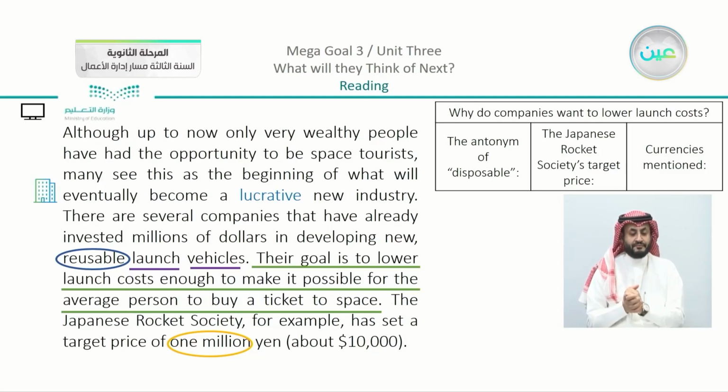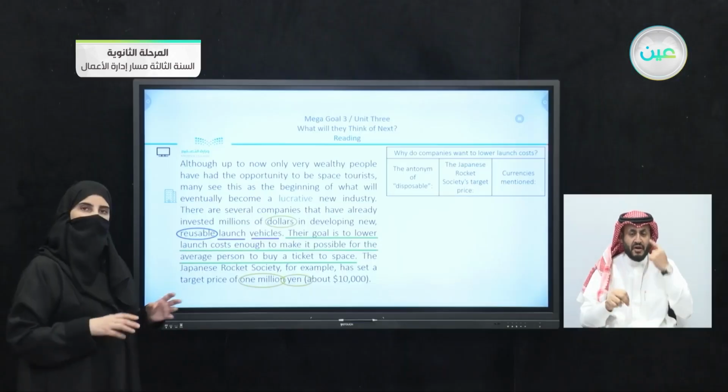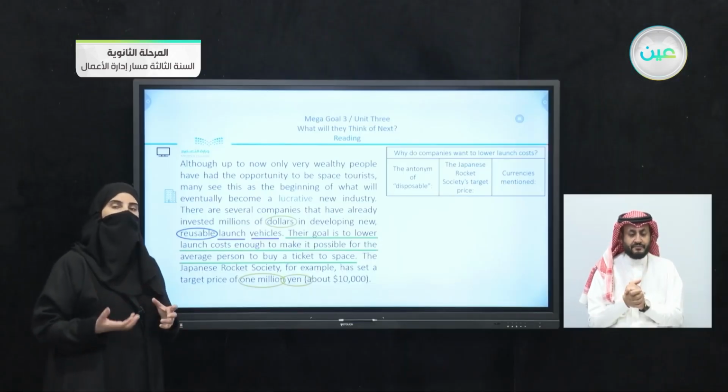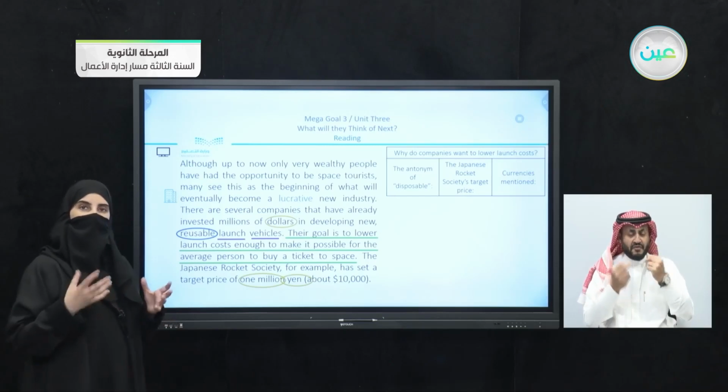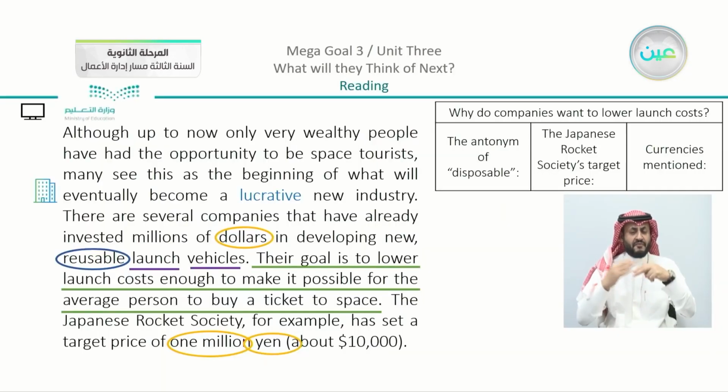Now, we can see that it is 1 million yen as the price for the society's target. Currencies mentioned. Now we have currencies, not just countries. There is a currency that is mentioned. You can see that we have here dollars, and also we have here the yen. So here you can see that there are interesting words to learn. Now we do have our vocabulary word, which is lucrative, and we have launch, we have vehicles. Now all of these words are related to space.